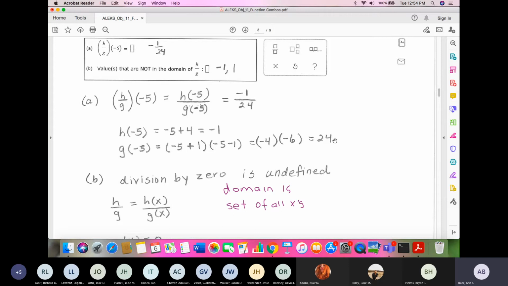Now we still need to go back and figure out what we have. H of -5 turned out to be -1, so we put -1 in the numerator. G of -5 turned out to be 24, so we put 24 in the denominator. This is our answer that Alex marked correct for part A only.